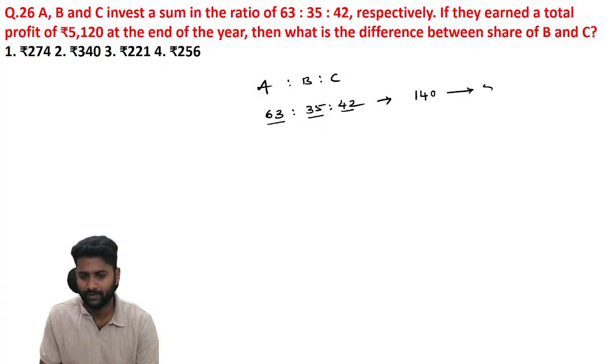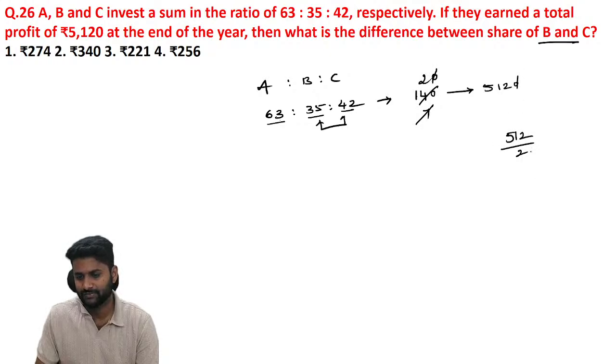If 140 units is equal to 5120. Now the question: the difference between B and C. The difference between B and C is 7 units. 7 goes exactly 20 times. Again the 0 cancels. 512 divided by 2 is sufficient. So the answer is 256.